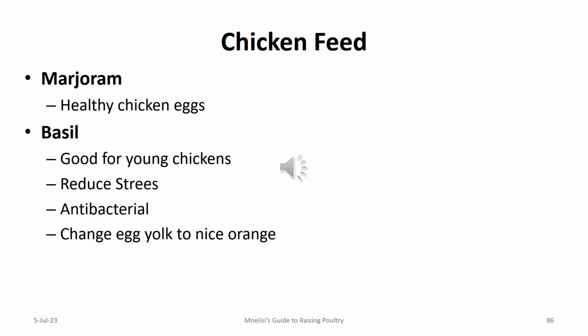Marjoram. Chickens eating this plant will lay healthy eggs. Basil. This plant is good for chickens. It reduces stress, is an antibacterial. Layers will lay eggs with a nice yolk color.